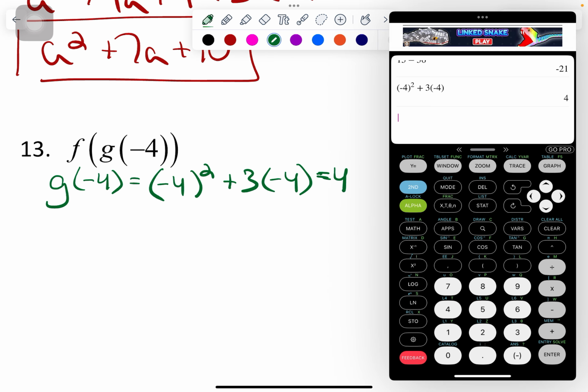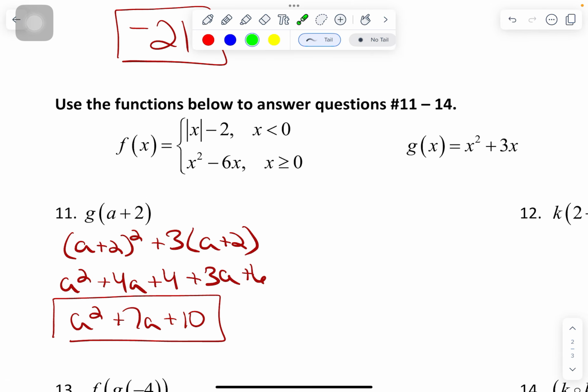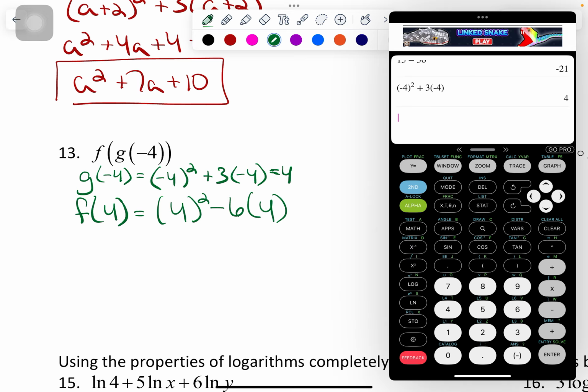All right, so then we're going to do f of 4. Let me go find the f function. Now this is the piecewise function here, and you have 2 pieces. Either x is less than 0 or x is greater than or equal to 0. Now x was 4. That's greater than or equal to 0, so we're going to use this piece of the puzzle. So x squared minus 6x, x squared minus 6x, and each of those 4s. So 4 squared minus 6 times 4, negative 8 is your final answer there.